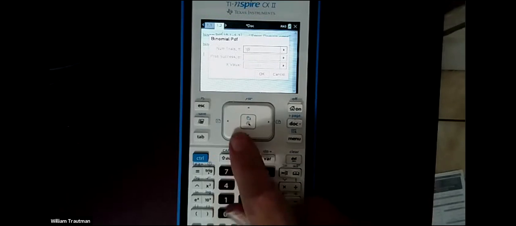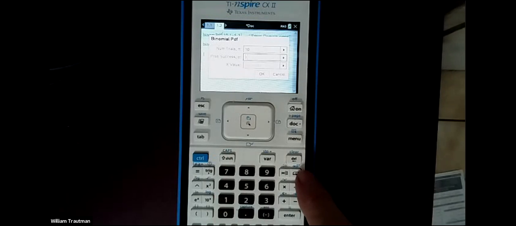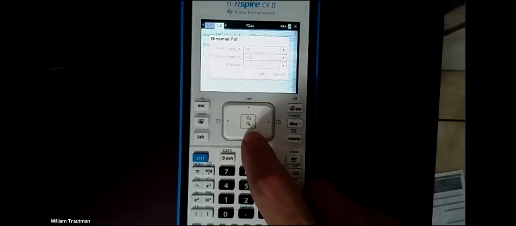There are 10 trials. 1 divided by 5. And then X equals 3. And hit OK. Why is it giving me an error? I'm going to take my calculator and look at it. I ended up with that plus. Oh, we're going to try one more time.